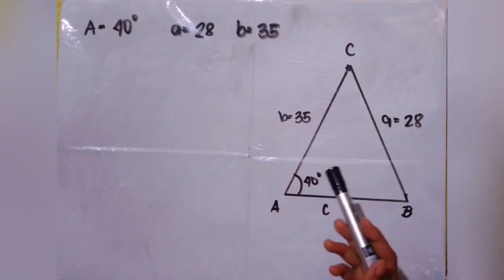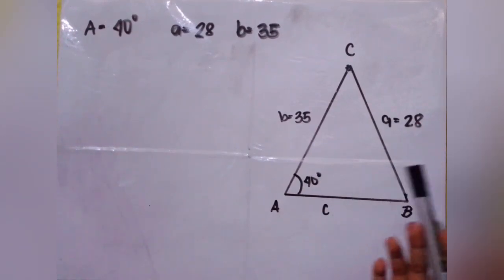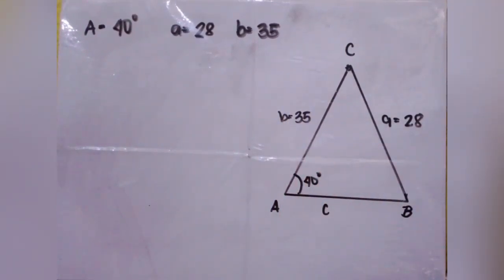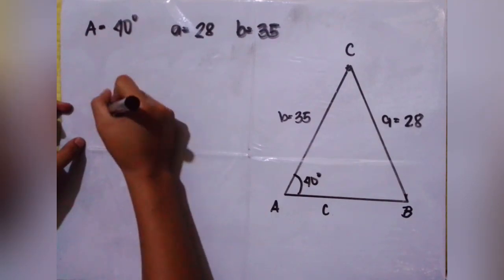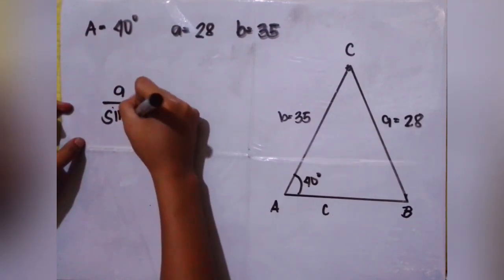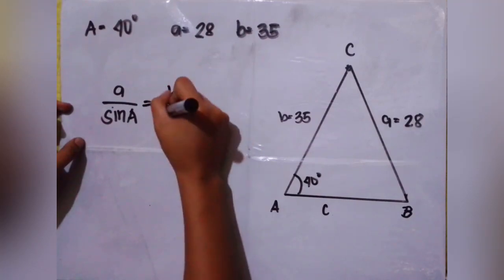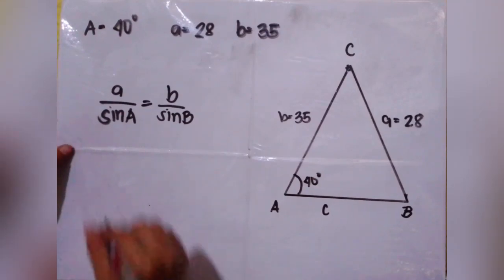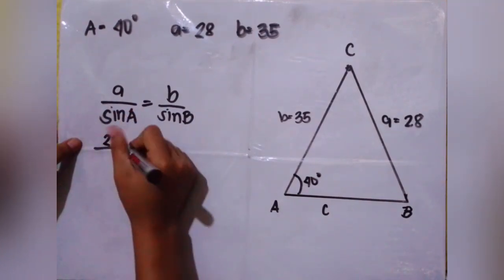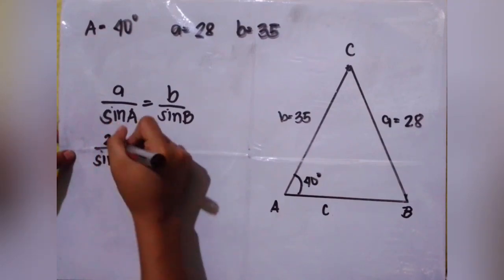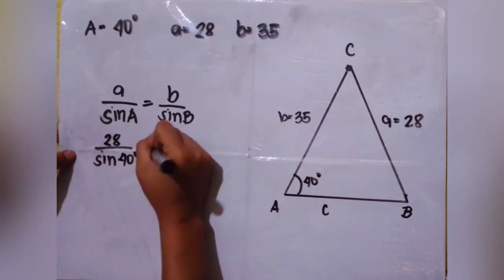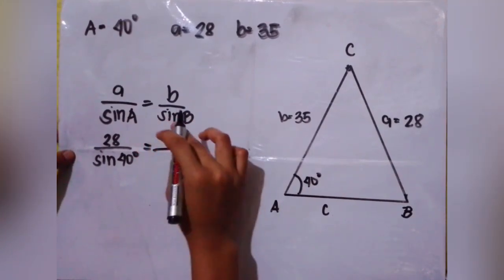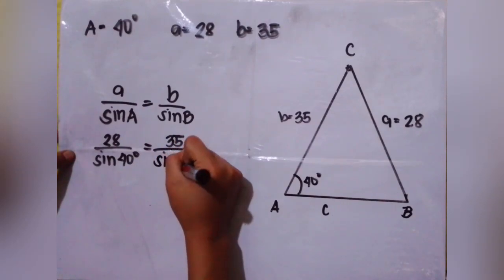So, this is the illustration of the given problem, and we will be using the law of sines to find the angle B. A over sine A is equal to B over sine B. Then, we are going to substitute 28 over sine 40 degrees is equal to 35 over sine B.